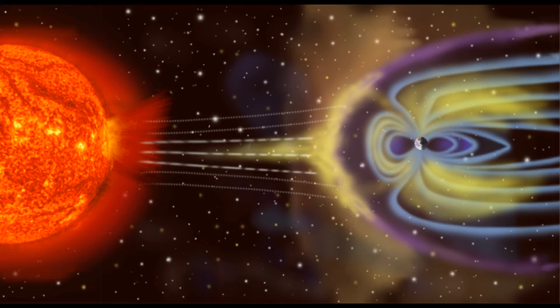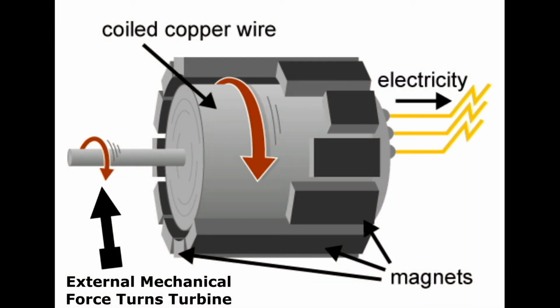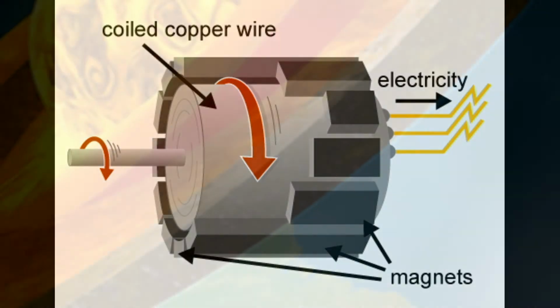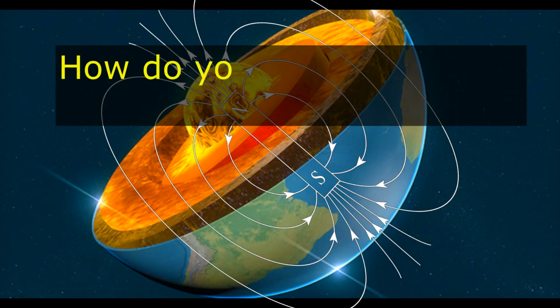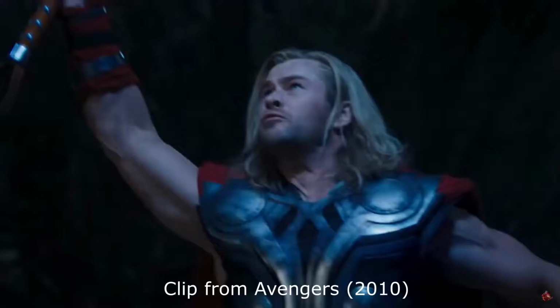Now, if we look at the motor again, normally you would have some sort of force like water turbines creating electricity, but you can actually reverse it. Electricity comes in, charges the magnetic field, turns the turbines. There you go. You have a basic motor. So if planets work like this, what happens if it's not quite big enough dynamo? How does it charge the dynamo? Well, we have to look at the Avengers for the answer.